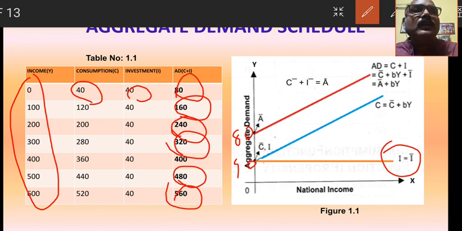This is 40 and this is 40 again. Consumption is 40 and investment is 40. So 40 plus 40 is 80. So this aggregate demand starts from 80.